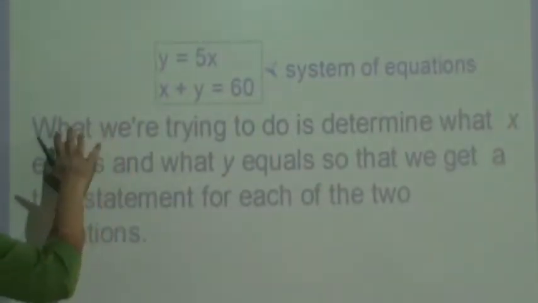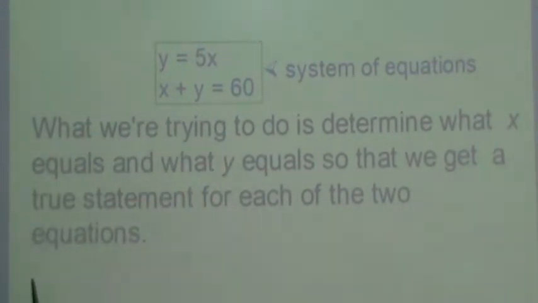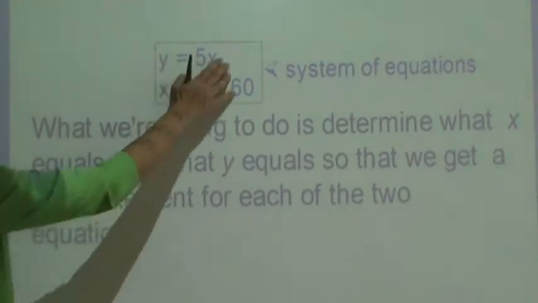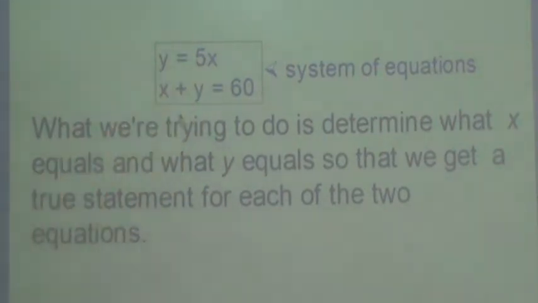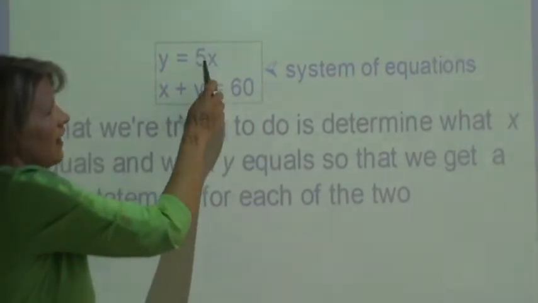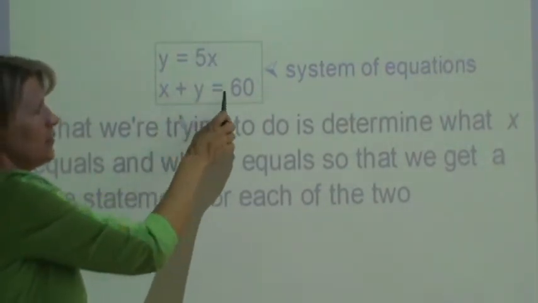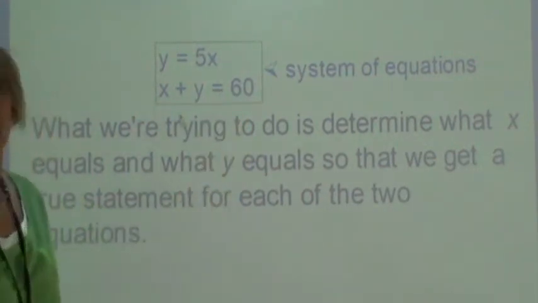All right, so here we go again. What we're trying to do is determine what x equals and y equals so that we get a true statement for each of the two equations, okay? So if we wanted to figure out for this, we could do trial and error. We could say, well, what if x is 10? Well, then 5 times 10 is 50. Does 10 plus 50 equal 60? Yeah, so that would work.